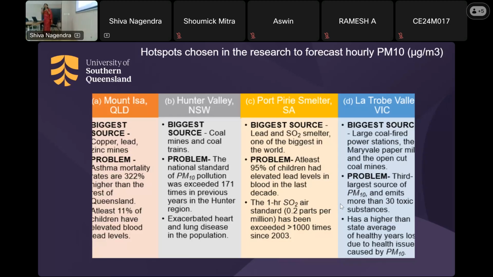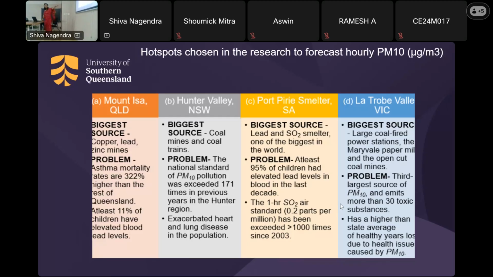Then there are smelters. Port Pirie smelter, that's a different state, South Australia. So it has the largest sulfur dioxide and lead smelter, biggest in the world. So we have more than 1,000 times sulfur dioxide problem since 2003.